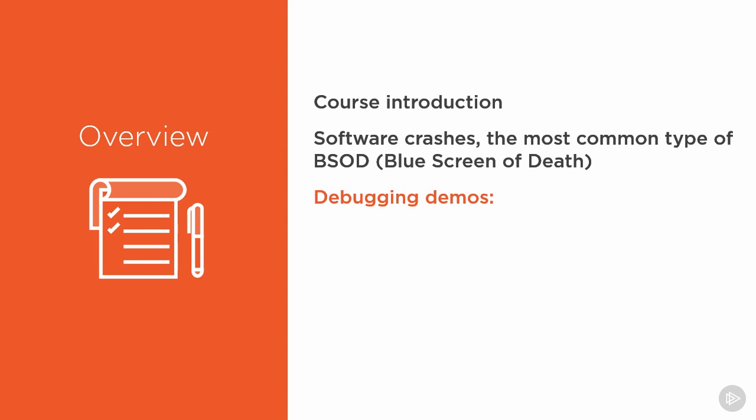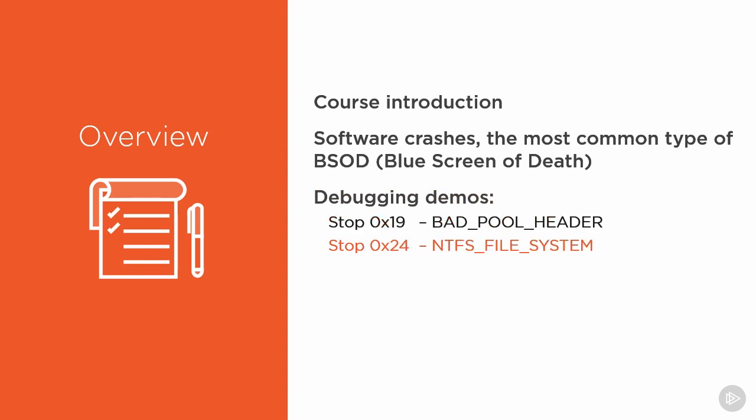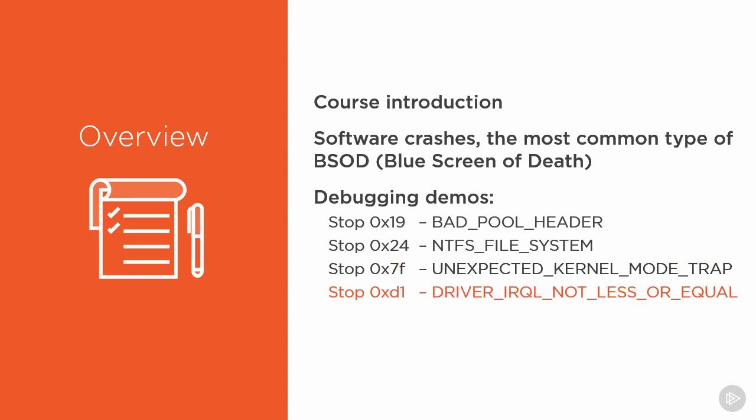We'll then dive into a few debugging demonstrations to give you some real-world experience with what is involved with the process of analyzing a crash dump. We'll review several crash dumps, including a stop 19, which is a bad pool header, a stop 24, which is an NTFS file system bug check, a stop 7F, which is an unexpected kernel mode trap, and a stop D1, which is a driver IRQL not less or equal. Finally, we'll wrap things up, give you a summary, describe what you've learned.